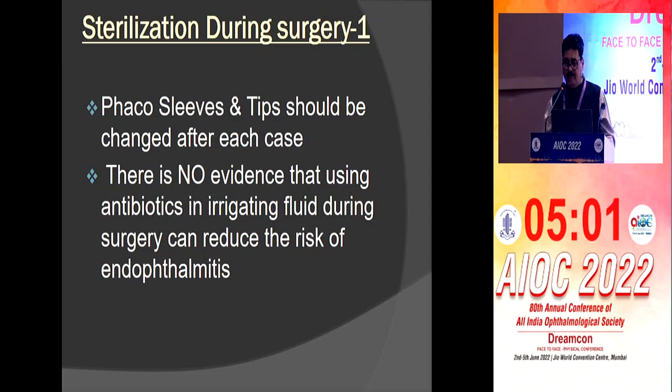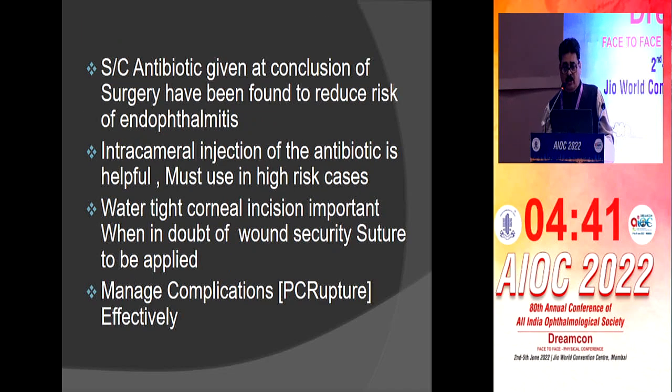Phaco sleeve and tubing should be changed after each case, but we are not doing that in India. We can use them for 2 or 3 cases, but ideally it should be changed every case. There is no evidence that using antibiotic in the irrigating fluid will help, so we have stopped giving antibiotic in the irrigating fluid nowadays. Moxifloxacin can be given at the end of surgery. Subcutaneous antibiotic given at conclusion of surgery has been found to reduce the risk of endophthalmitis. Intracameral injection of the antibiotic is helpful, must be used in high-risk cases at least, but now we are using it in almost all cases. Haripriya from Aravind Hospital has long research on almost 20,000 patients showing that it has helped.